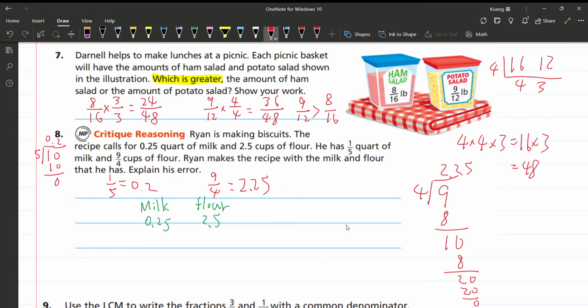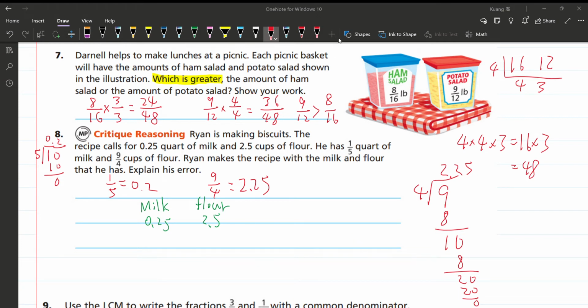The more important thing is the ratio. The ratio on the recipe is 1 to 10, right? Because 2.5 is 10 times 0.25. But here, 0.2 times 10 is 2, not 2.25. So first, you don't have enough of both milk and flour. Second, the ratio is different from the recipe. That is what you can write.